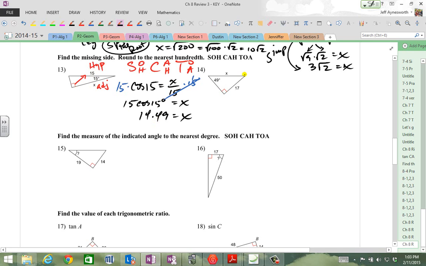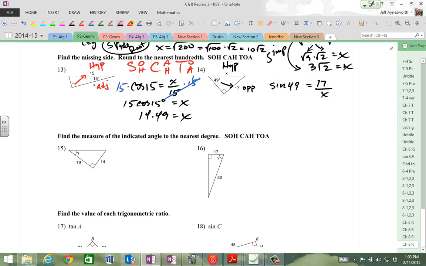Okay. Now, in the next one, 14, I'm expecting the hypotenuse to be longer than 17 because this is the opposite side and it's a leg, and legs are always smaller than a hypotenuse. So my answer has to be bigger than 17, whatever it may be. But this is a sine function, so I'm going to take the sine of 49 degrees and set that equal to the opposite side, 17, divided by the hypotenuse. That's my setup, opposite divided by hypotenuse.